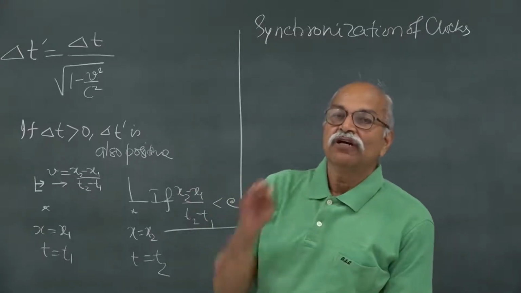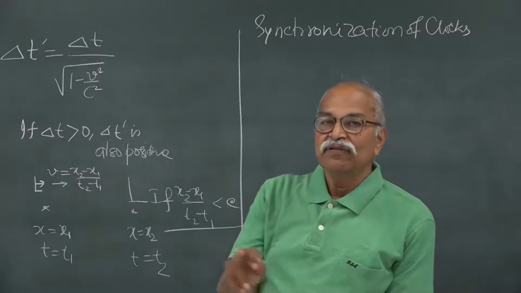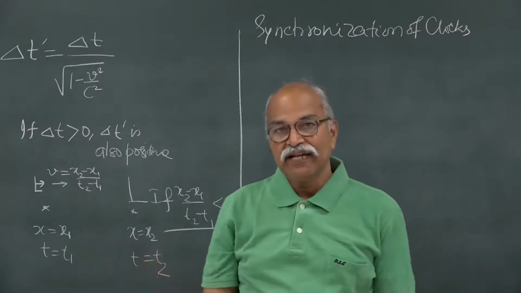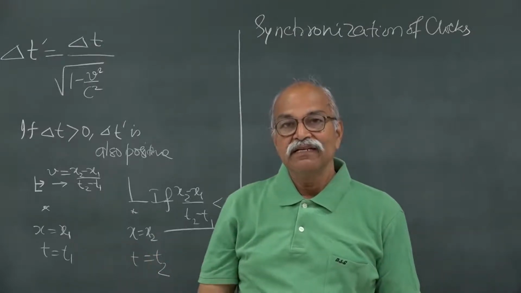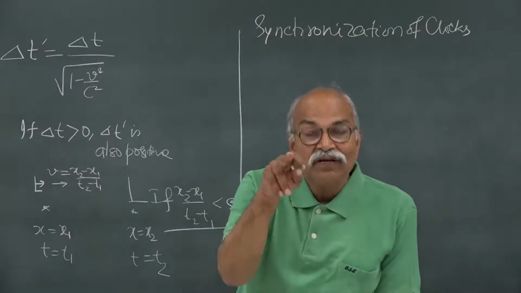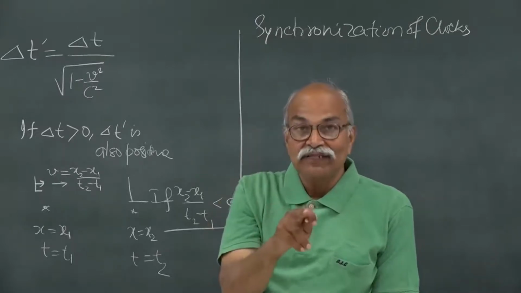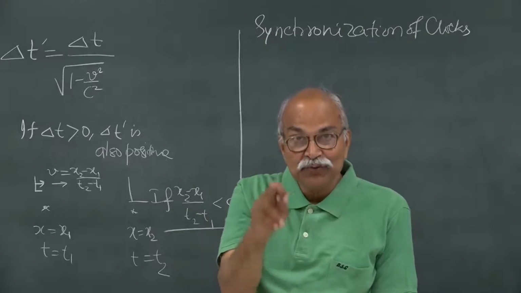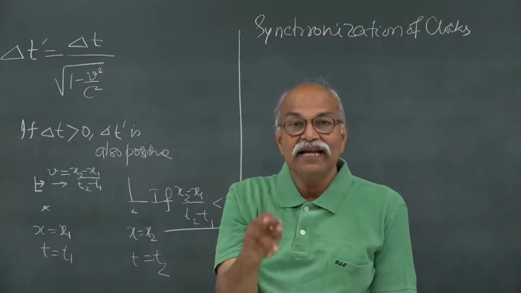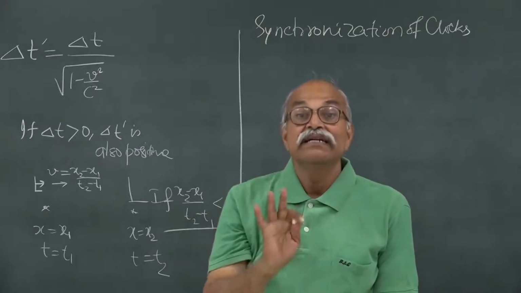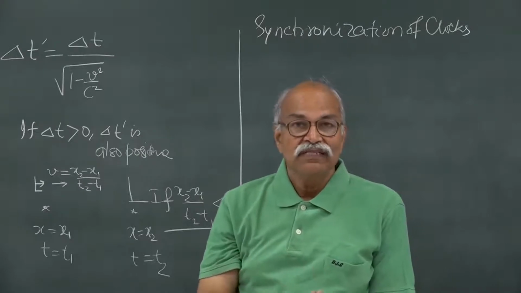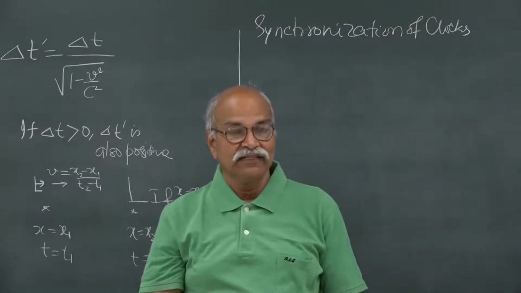So, if a clock is moving with respect to me, then in my frame I will say that this moving clock is running slower. The speed of showing time, the rate at which the clock advances, is slow. Moving clocks run slow, that we have done.